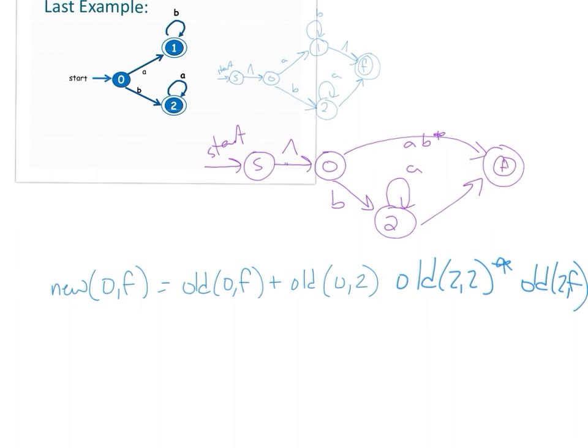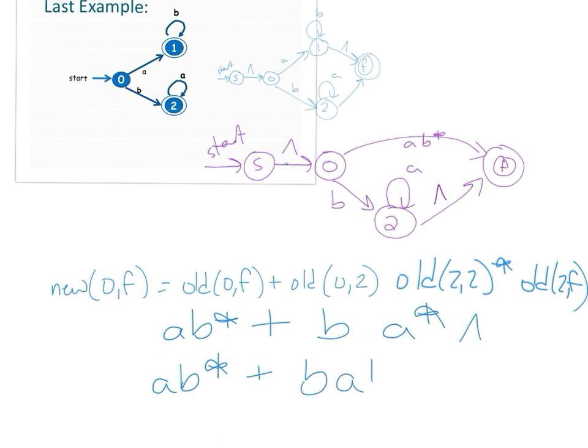So the old 0 to F, that actually exists now, that's a B star. The old 0 to 2 was B. The old 2 to 2 was A, which we have to star. And the old 2 to F, my goodness, I didn't draw that in there. Somehow it got lost. But that was lambda, so we will just say that is lambda. And so when we simplify this, we get A B star plus B A star.